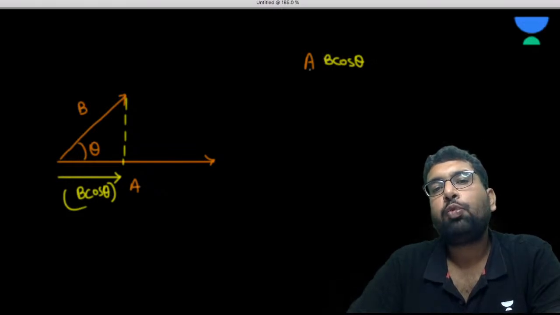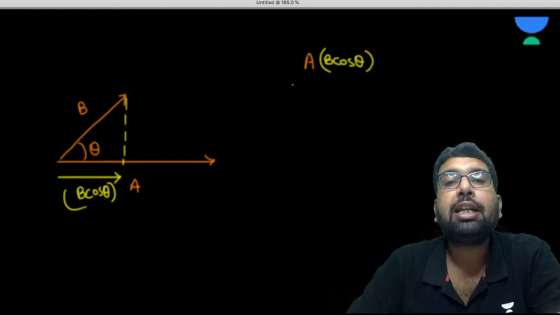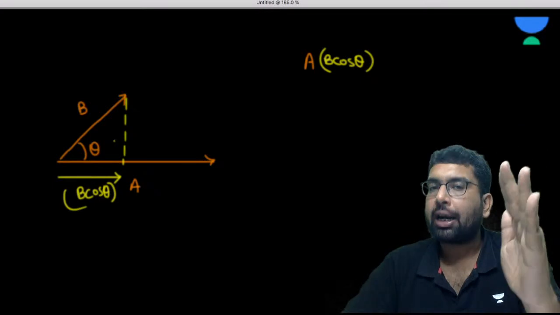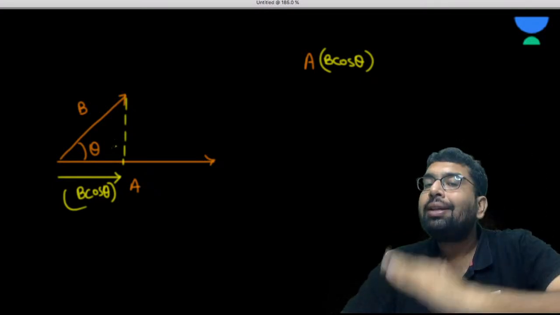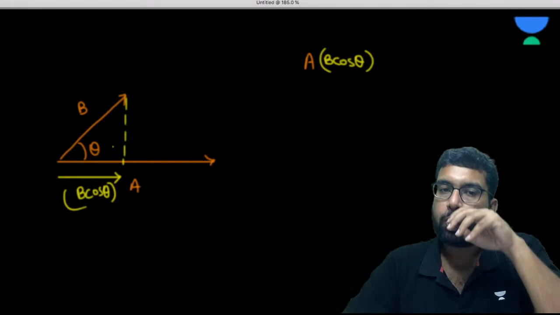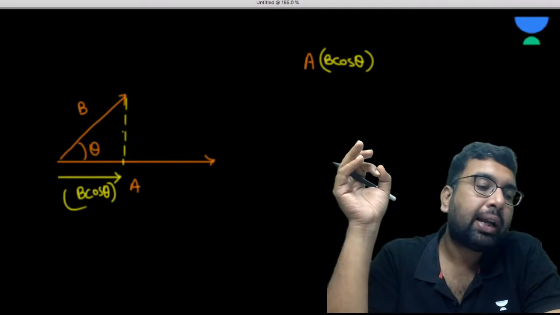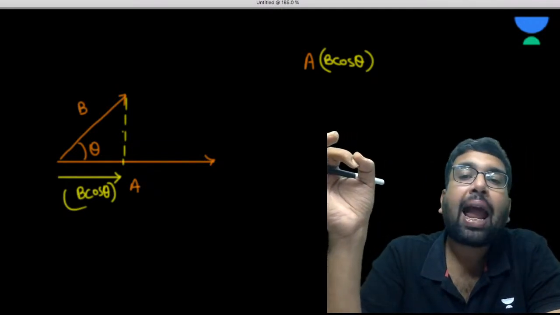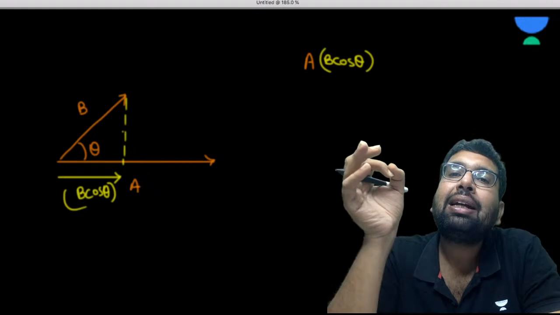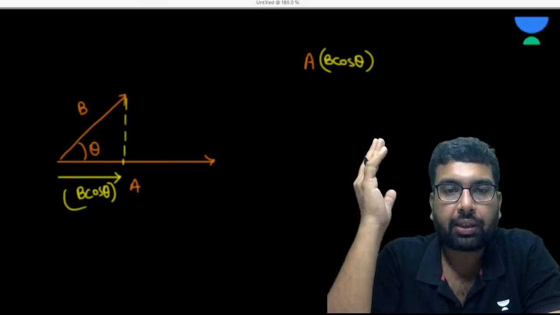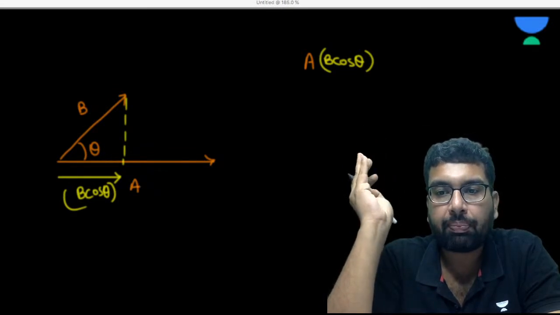So basically, what you are doing is multiplying the component of a vector in another direction. You have taken the component of B vector in the direction of A, and then you are multiplying their magnitudes. Are you getting my point? This is the dot product.